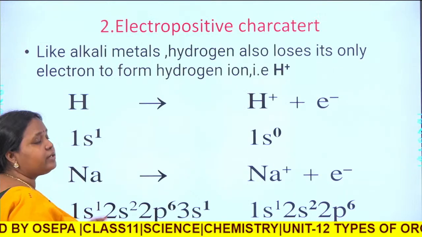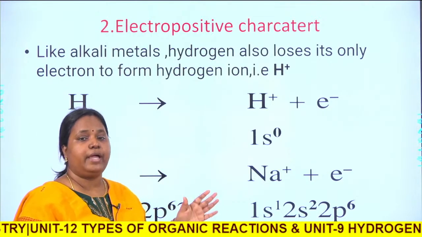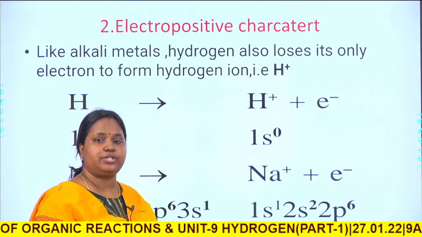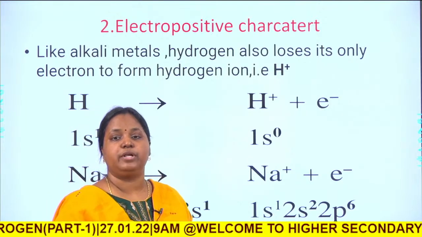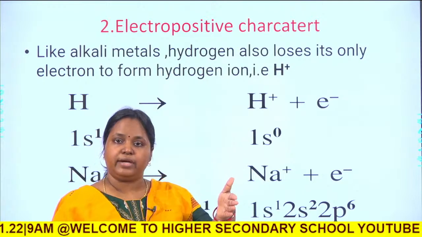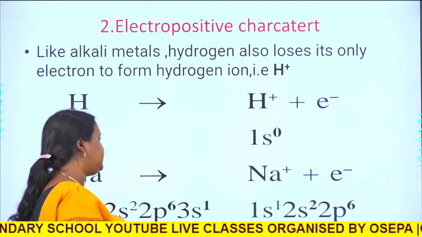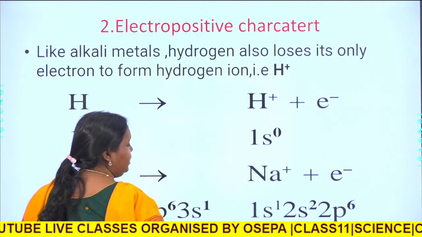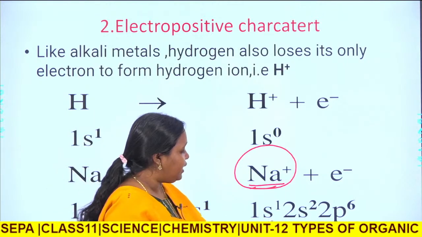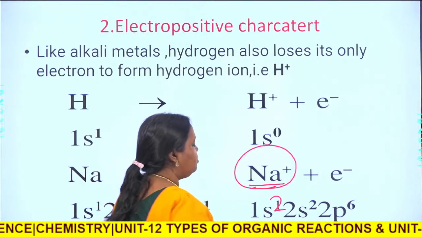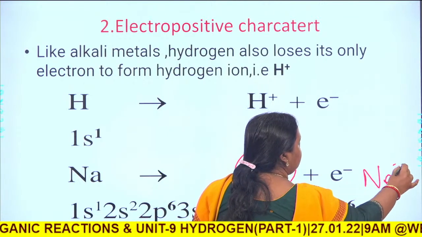Second, electropositive character. We know that alkali metals lose one electron and form Na+, Li+ or K+, because by losing one electron they attain the nearest noble gas configuration. For example, sodium after losing one electron forms Na+, whose configuration is 1s2 2s2 2p6, which is the same as neon.